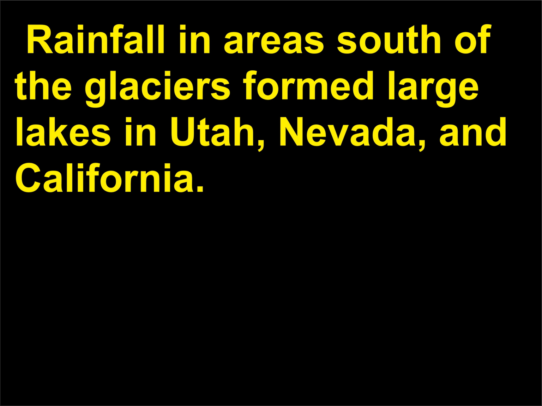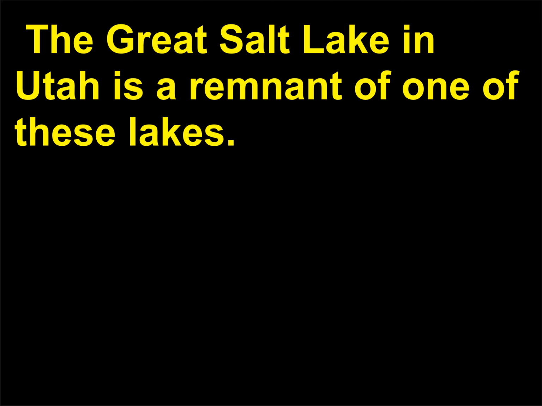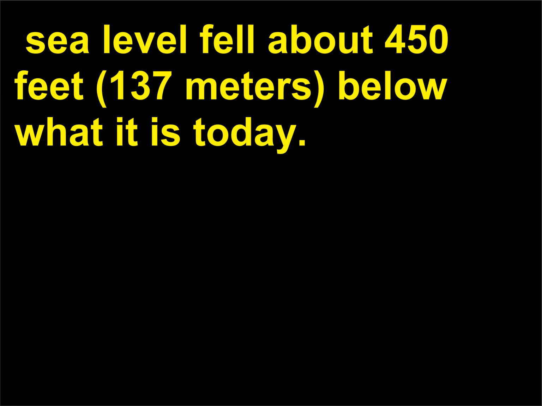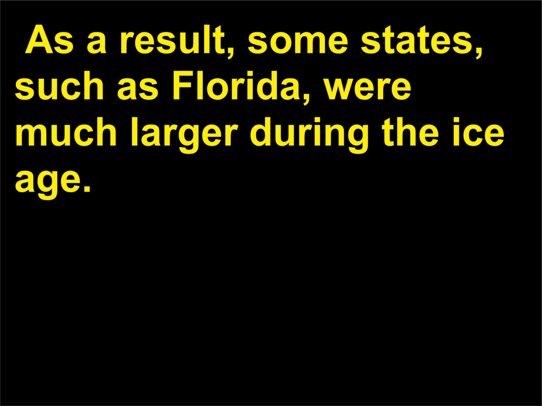Rainfall in areas south of the glaciers formed large lakes in Utah, Nevada, and California. The Great Salt Lake in Utah is a remnant of one of these lakes. The large ice sheets locked up a lot of water. Sea level fell about 450 feet, 137 meters, below what it is today. As a result, some states, such as Florida, were much larger during the Ice Age.